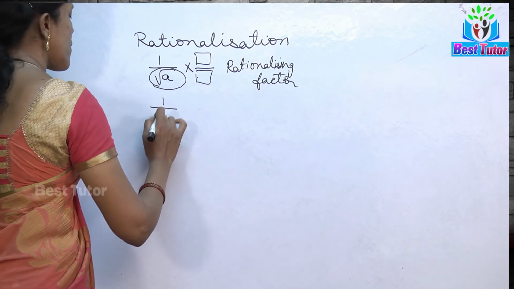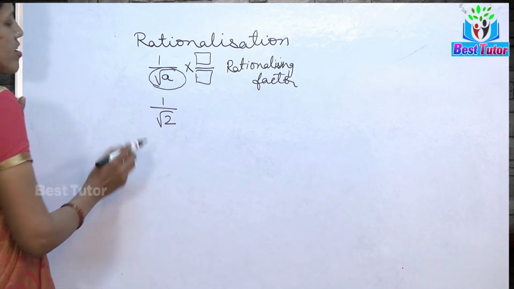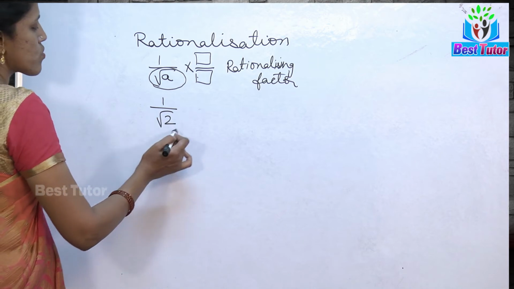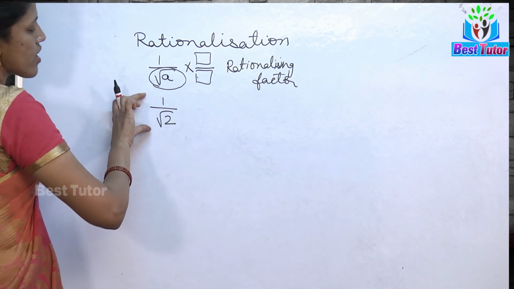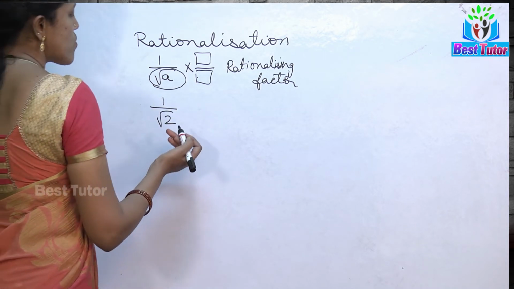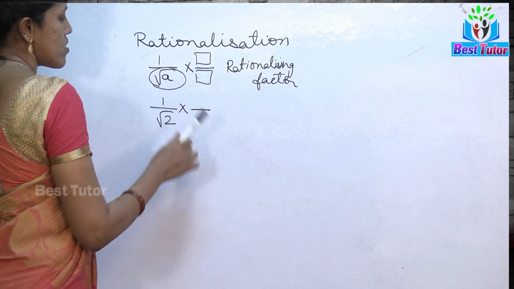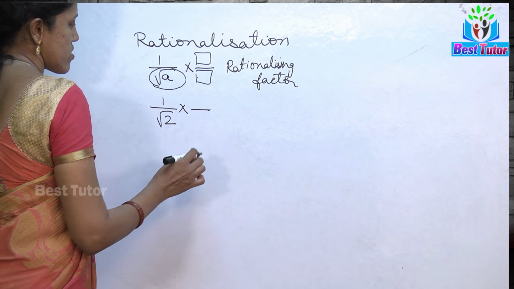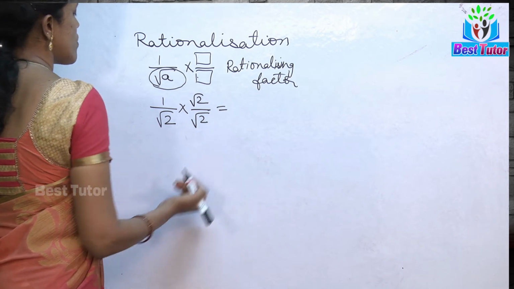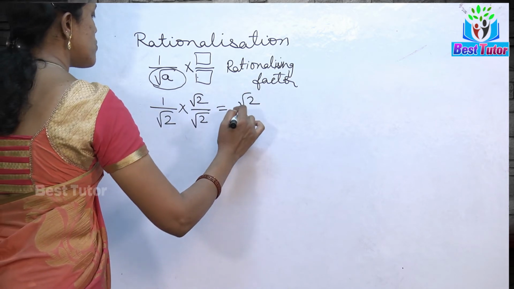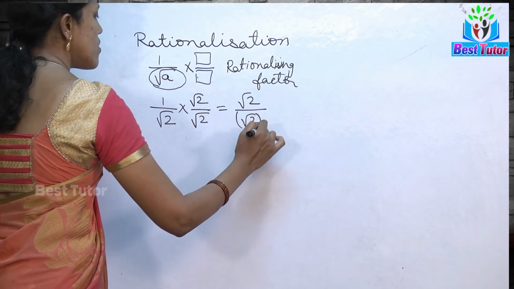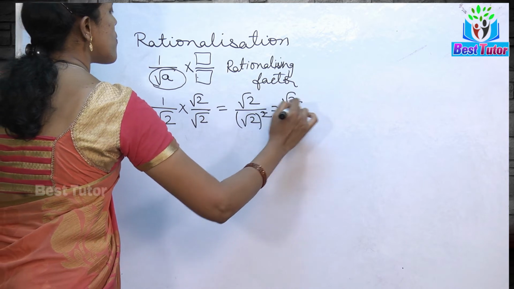Now consider 1 by root 2. It's obvious that 1 is a rational number and root 2 is an irrational number. Now I would like to convert this root 2 into a rational number, or else the entire fraction should be converted in such a way that the denominator is going to be a rational number. To do so, I need to multiply this fraction in the numerator and denominator with a suitable factor. Let us multiply it with root 2 and observe what we are going to get. 1 into root 2 is going to be root 2 and the denominator is going to be root 2 into root 2, which is root 2 whole square, or 2 directly.